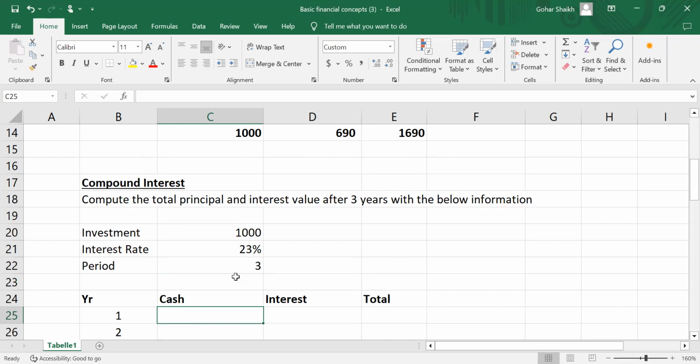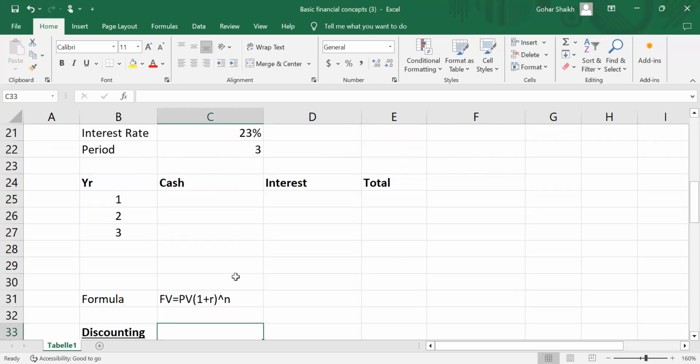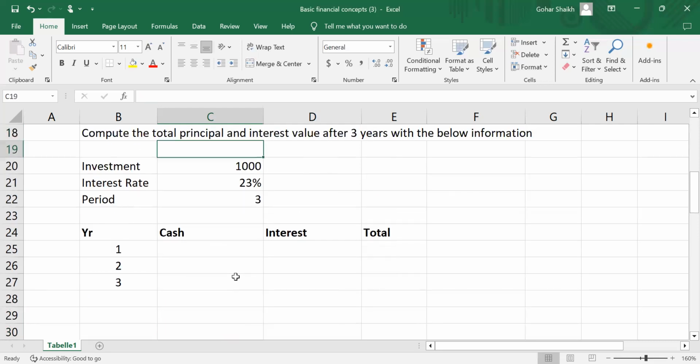So compound interest. What is compound interest? The formula for compound interest is present value into 1 plus R to the power n. And basically, in compound interest, the interest amount changes over the passage of time. It is the interest that one earns on interest. This can be illustrated with a basic example.